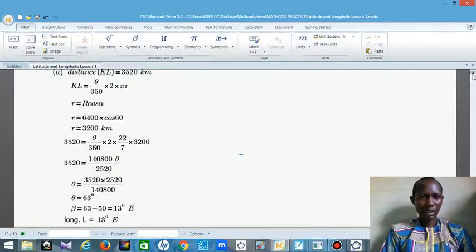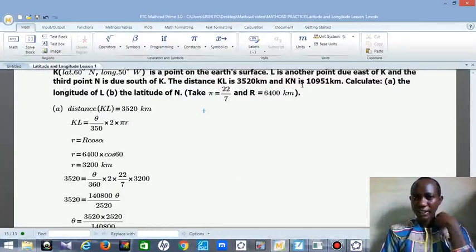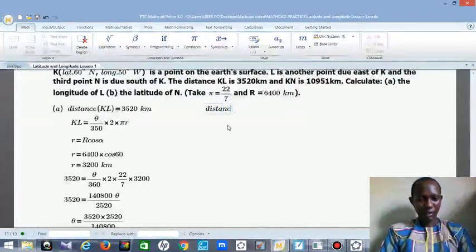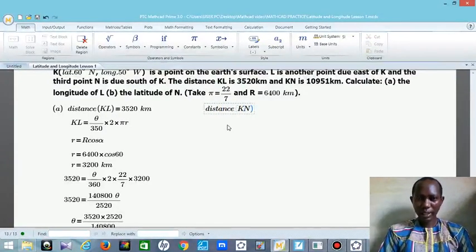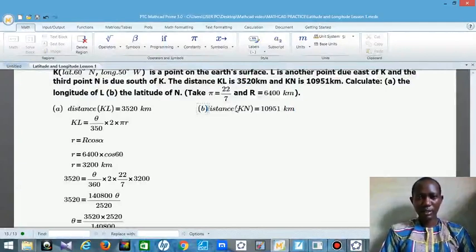The next one, which is the B part of the question, says we should calculate the latitude of N. Okay, so the distance KN is given. So this one will help us in our solution. So distance KN is equals to 10,951 kilometers. So let me number it also. This is the B part for calculation.